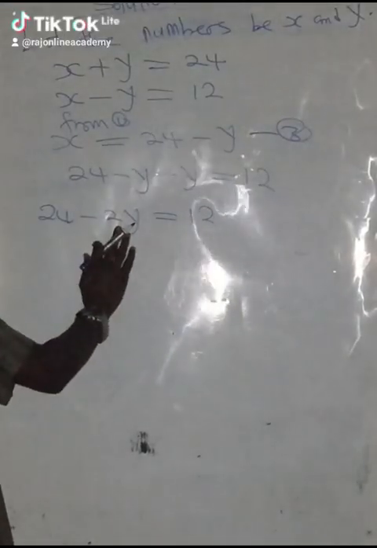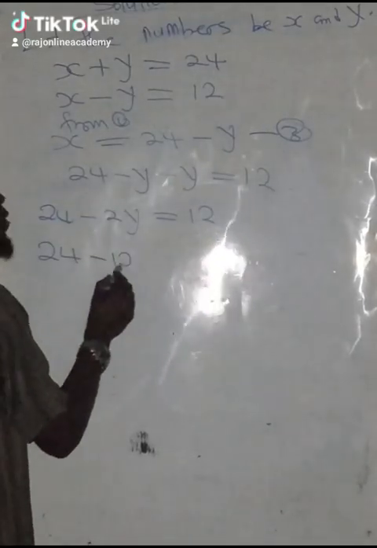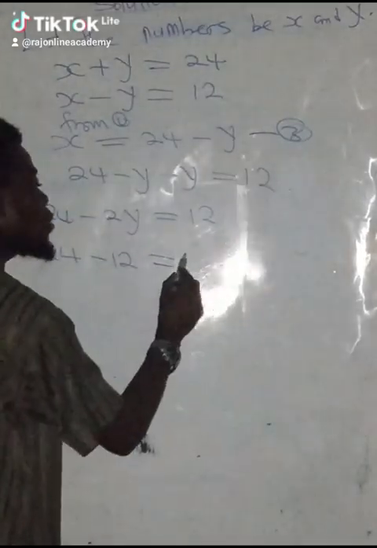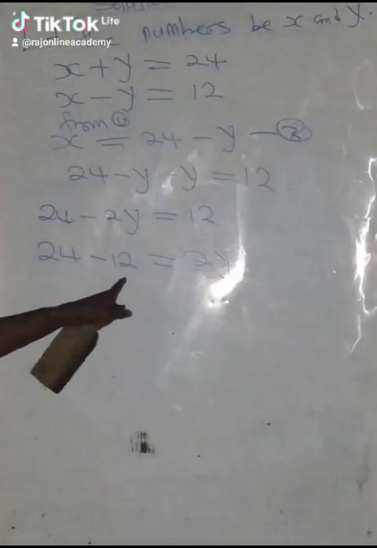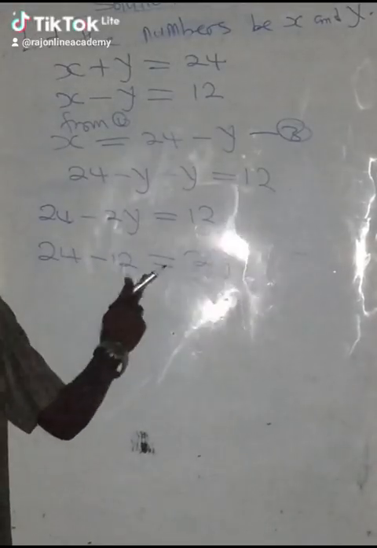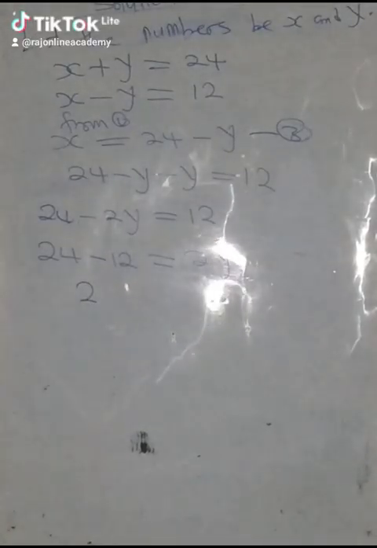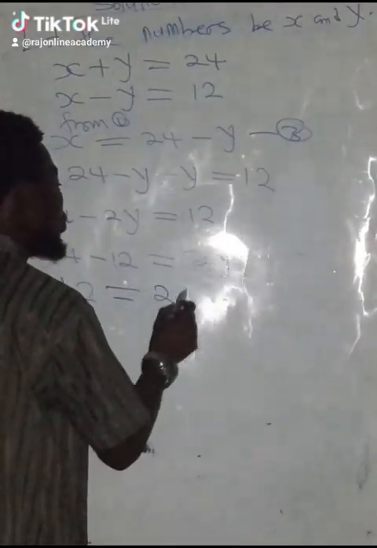We want to find the value of y first. So what do we do now? This is 24 minus 12 here must be equal to, transposition becomes what? Positive 2y. And 24 minus 12, what is that? 24 minus 12 is 12, right? Good.